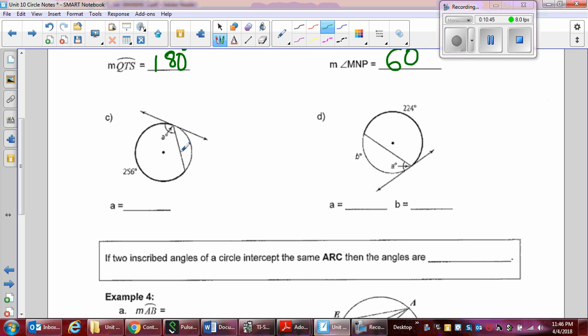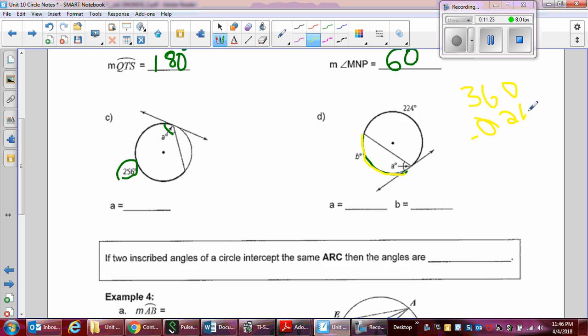I don't know if we went over the name of the measurement. This is a tangent and a chord intersecting. I'm looking for this part. Remember, if it's inscribed, it's going to be half of whatever they gave you here. So angle A is going to be half of 256. And for this one, first find what B is. What is this portion going to be? You know the whole circle equals 360, right? So just do 360 minus 224.